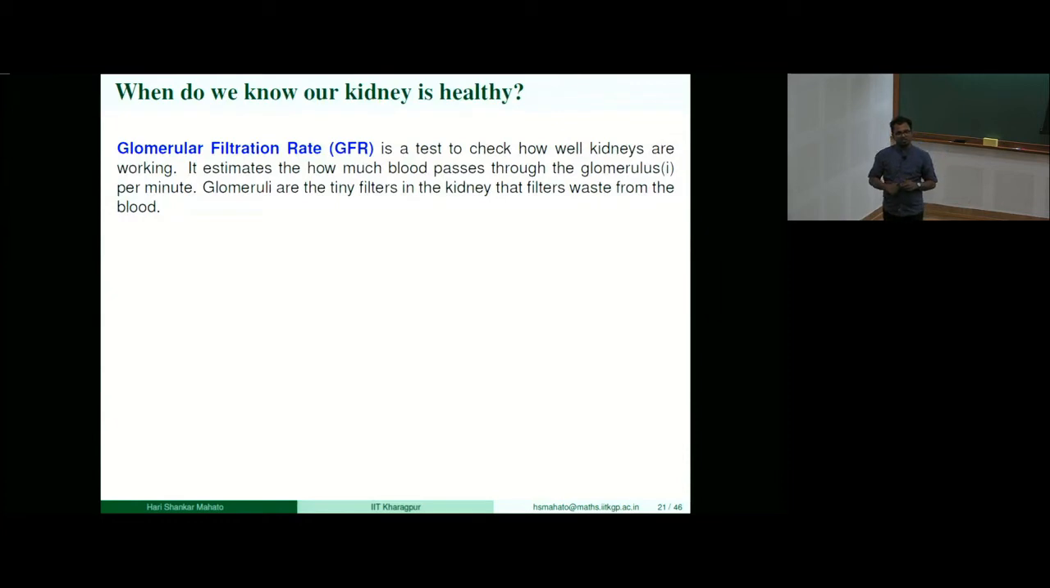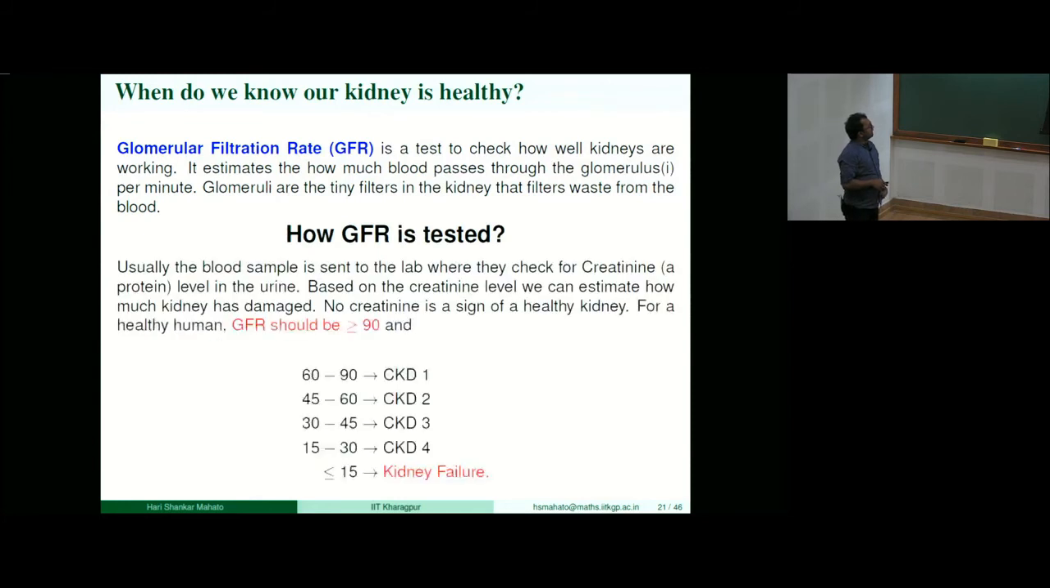So it is a constant machine that is working ever since we are born, and it is doing the same filtration process again and again. So basically, this is the parameter that doctors measure, glomerular filtration rate, by the help of which we say whether the kidney is functioning properly or not. And usually they take the blood sample and they test for this protein.